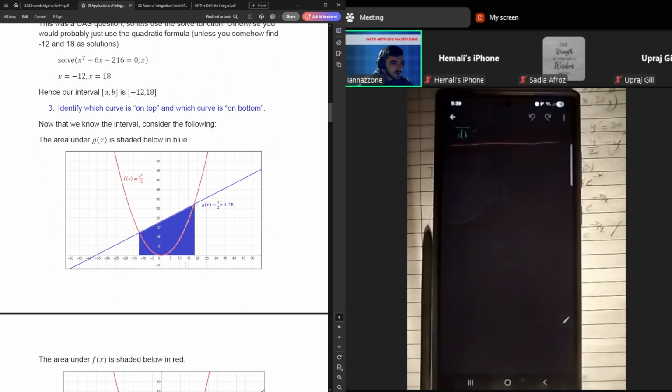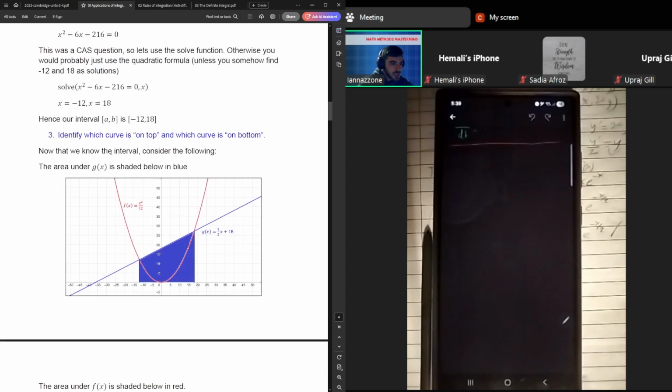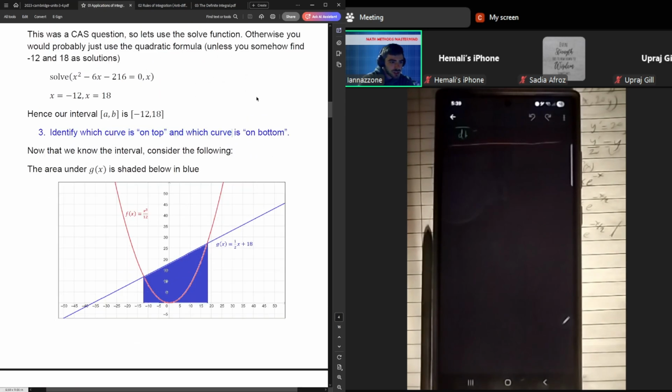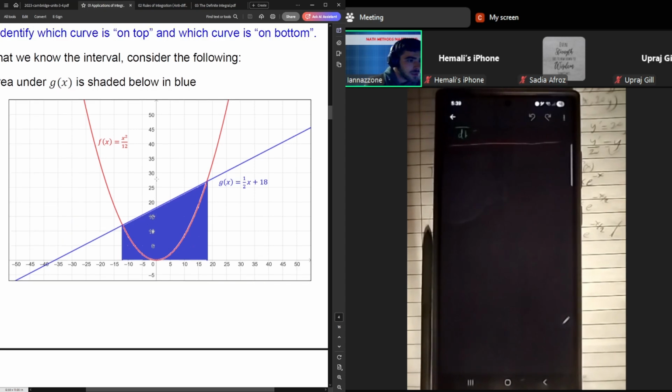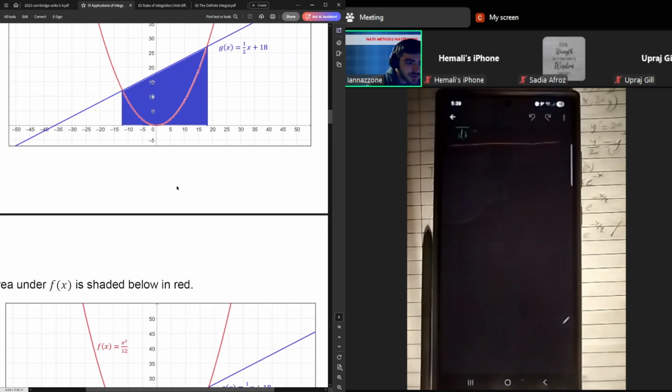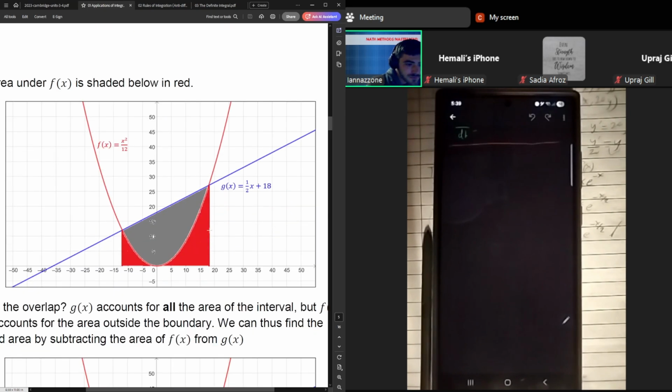Okay, so we found our interval. From here, what we want to do is figure out which of these curves is on top and which is on bottom. What that means is effectively what function is above the other function as far as y values are concerned. If you look at specifically g of x, everything underneath g of x would be highlighted in blue there. Everything underneath f of x is highlighted in red. And so you can see it's missing that grey area there.